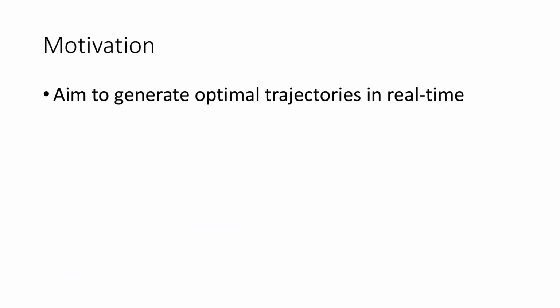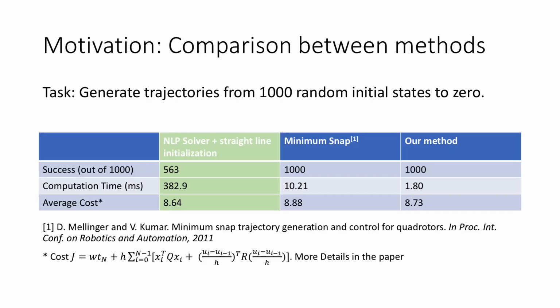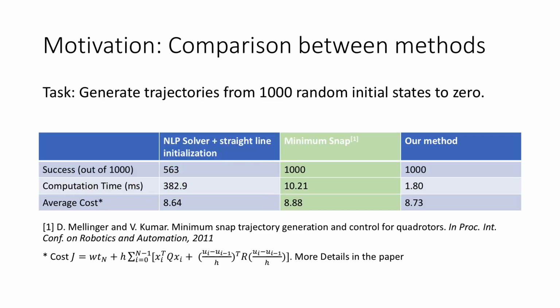The motivation of our work is to generate optimal trajectories in real time. Solving trajectory optimization using direct collocation or shooting method with nonlinear programming is computationally expensive. Efficient methods like minimum snap trajectory generation, which formulates a quadratic programming problem with trajectories represented by piecewise polynomials, do not fully exploit system dynamics.